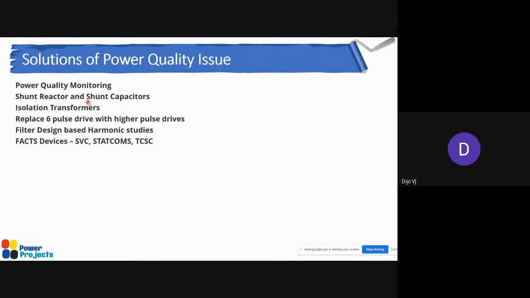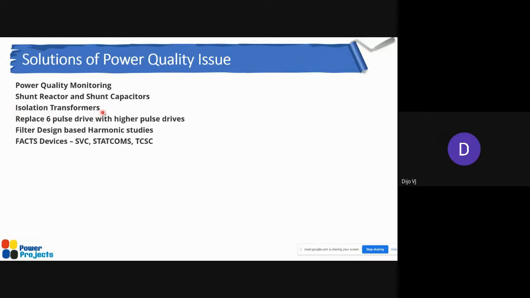Even in the transmission system, shunt capacitors are used to control the voltage, not to control the power factor. Though when you put in capacitors, the power factor will also be modified, the main intention of putting shunt capacitors in the transmission system is to control the voltage, or to control the reactive power flow.